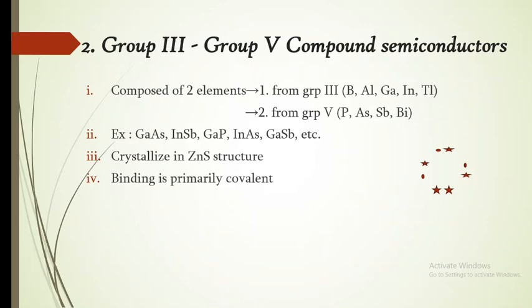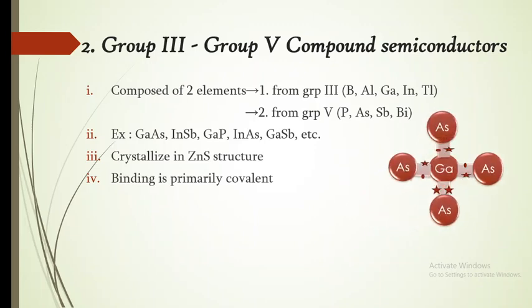Next, the binding. Again here the binding is primarily covalent but not 100% covalent, because if you take the example of gallium arsenide, what is happening here? Gallium has 3 valence electrons. That is, gallium has the atomic number 31, so the valence electrons will be 3 in number. So it is acting as a trivalent. And if you take arsenic, it is a pentavalent. That is, the outermost electron number is equal to 5.